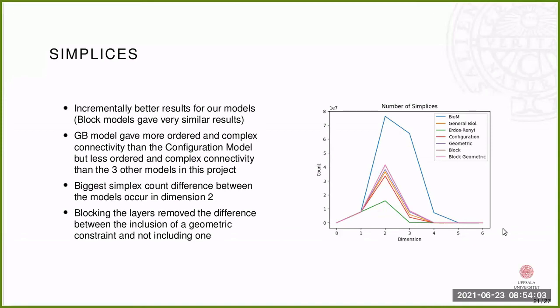So at least for the 6-dimensional simplices, the only model that was able to sort of reproduce these was the block geometric configuration model. But it wasn't that it would consistently have these 6-dimensional simplices. Sometimes they did, sometimes they didn't exist.